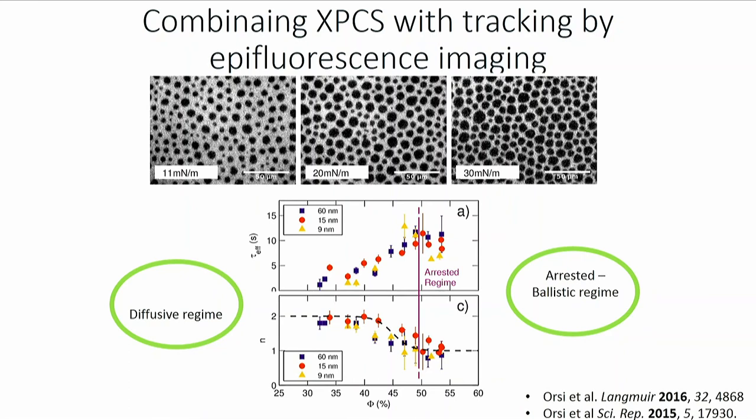You can combine this technique with optical microscopy, with epifluorescence microscopy, and in this way you cover an even larger range of space or momentum on the same time scale. And in this way, for instance, we could follow the arrest transition in a mixed monolayer of phospholipid and nanoparticles, which, as you increase the density, goes from Brownian diffusion, which is well understood in the Hughes regime, to an arrested regime. This is just an example of things that you could do.